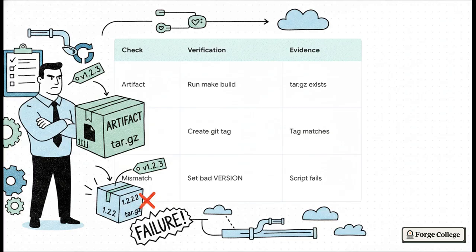Second, version alignment. If you create a git tag for v1.2.3, the script better confirm that cardboard box is labeled 1.2.3. And third, failure mismatch. If someone tries to sneak a version 1.2.2 artifact past the velvet rope using a 1.2.3 tag, the bouncer fails fast, throws them out, and leaves a crystal clear error message.